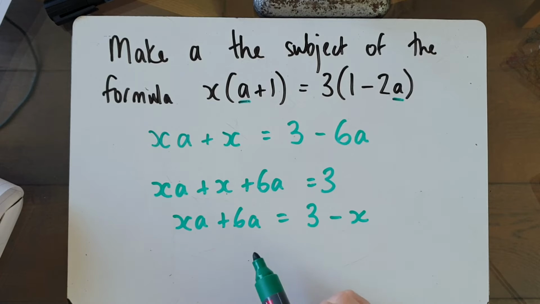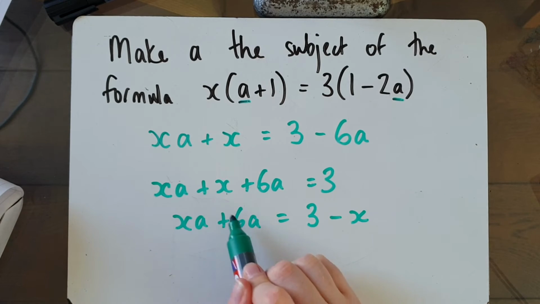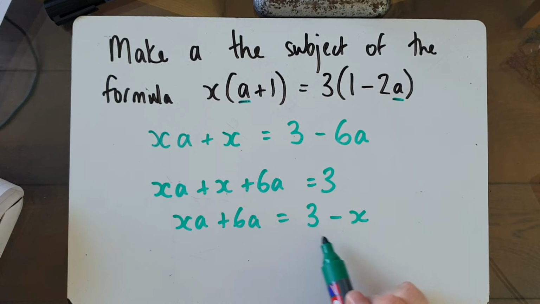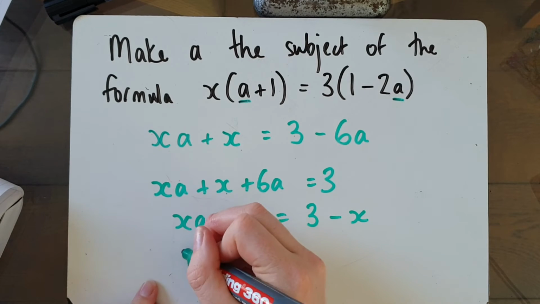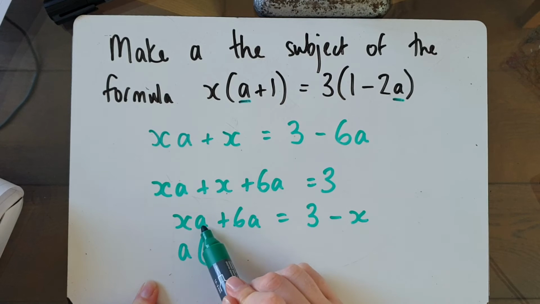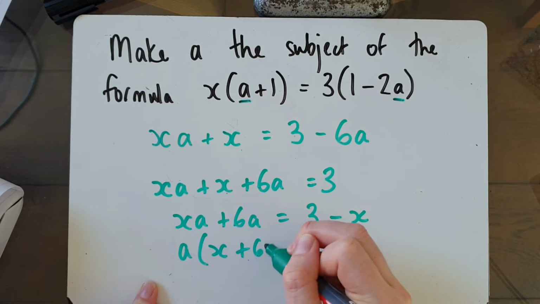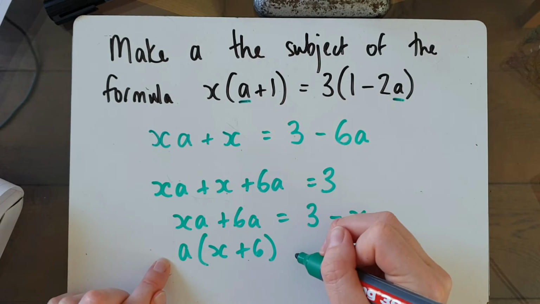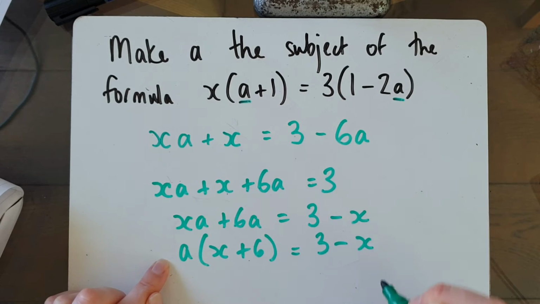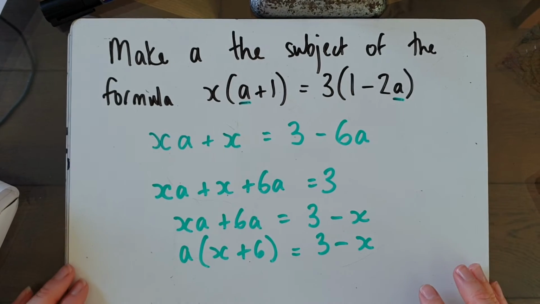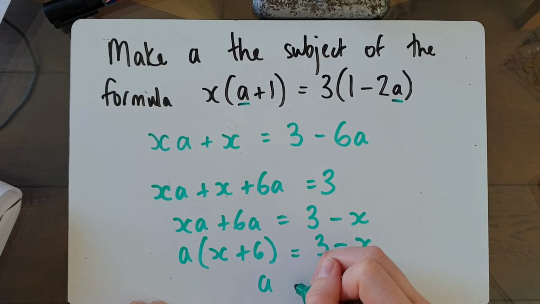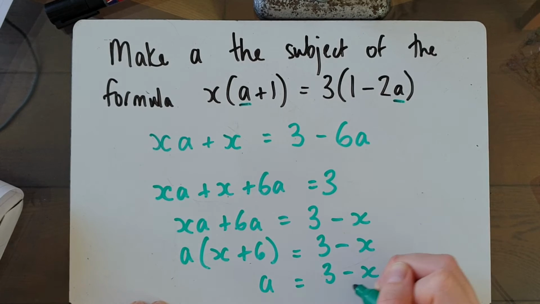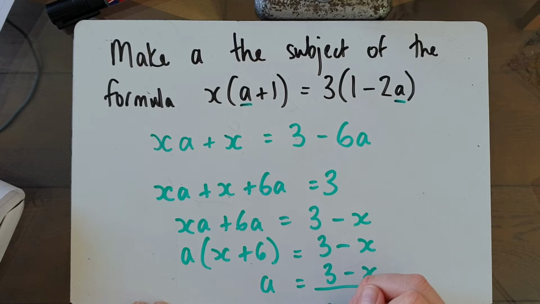So we're nearly there. We've got all the terms with A in on this side, and everything on this side doesn't have A in it. So how are we going to turn this into A equals something? I'm going to factorise A out. So I'm going to have A into X plus 6, so I've just factorised from here to here, equals 3 minus X. And then the final step is just to divide by this bracket. So I'll have A equals 3 minus X over X plus 6.